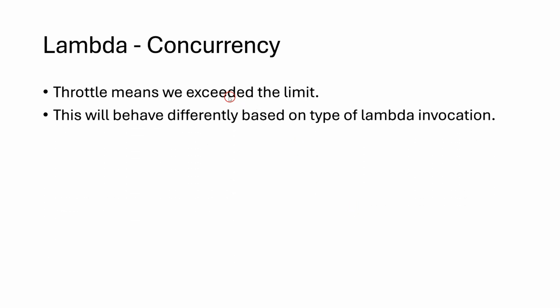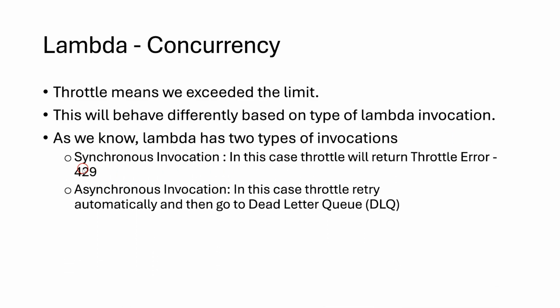So when you exceed the limit, Lambda will behave differently based on the types of Lambda invocations. If you recall what we discussed in the previous sessions, we have two types of Lambda invocations: synchronous invocation and asynchronous invocation. So based on the invocation type, for example, if it's a synchronous invocation, during a throttle Lambda will behave in a different way. When it's an asynchronous invocation, during a throttle Lambda will behave in a different way. So we'll look at it.